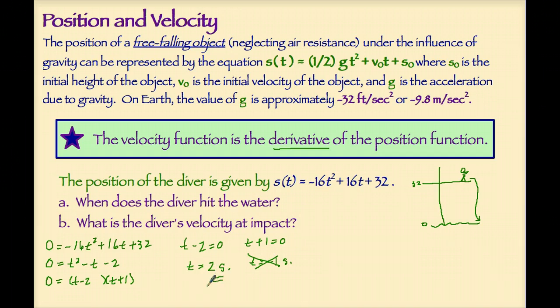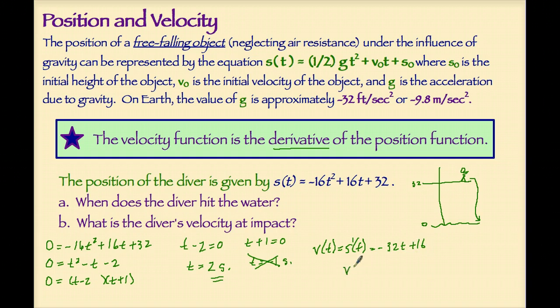This will help us to answer the second question. What is the diver's velocity at impact? If only we knew the velocity, because we know when he hit the water at 2 seconds. Fortunately, the derivative of the position function is the velocity. So velocity, which is the derivative of the position function, will be the exponent times the coefficient, negative 32 t, subtracting 1 from the exponent, plus 16, the coefficient of the t term. Of course, the derivative of 32 is 0. So here is your velocity function.